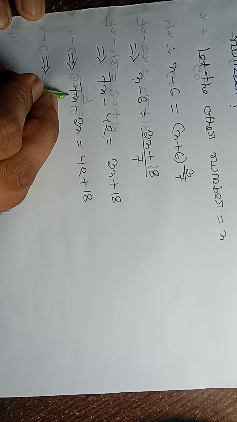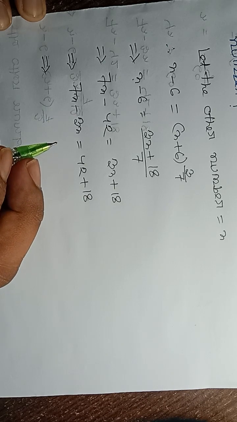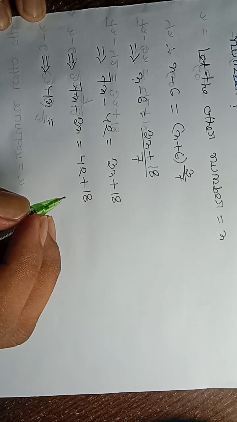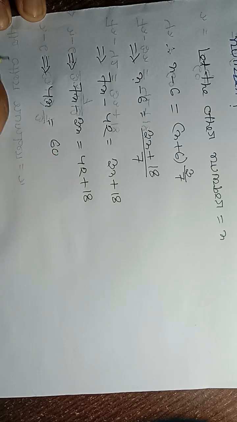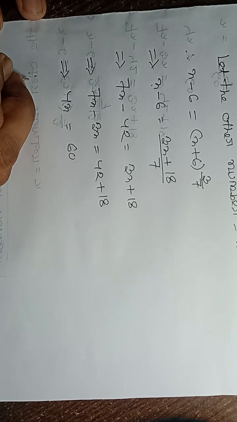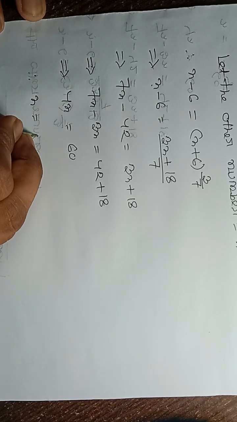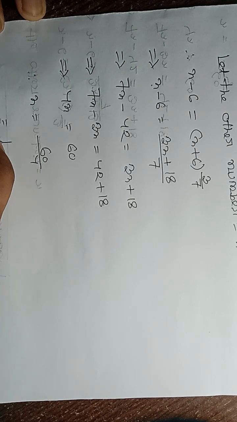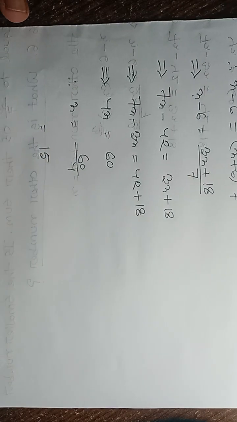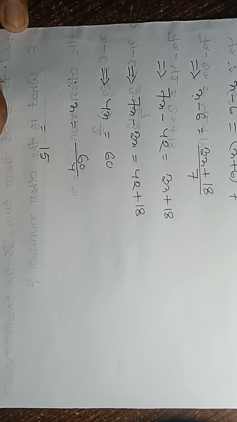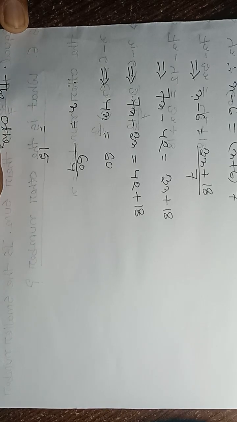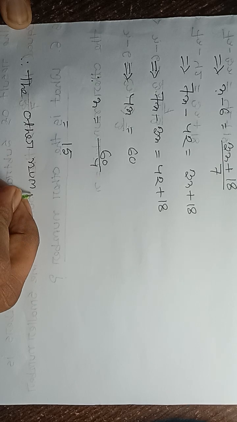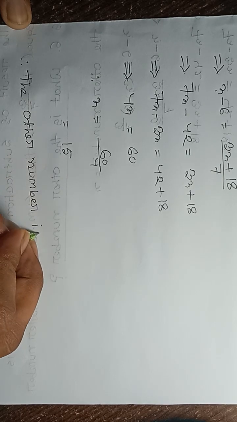Or 7x minus 3x is 4x, is equal to 42 plus 18 is 60, so that x is equal to 60/4 is equal to 15. So the other number is 15.